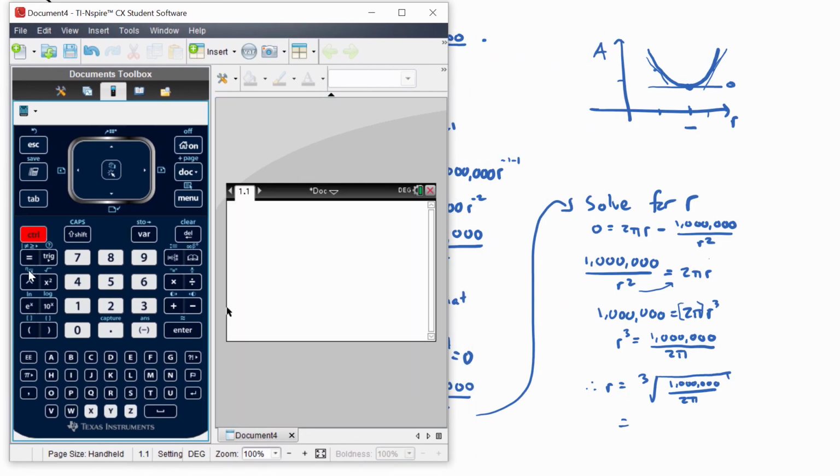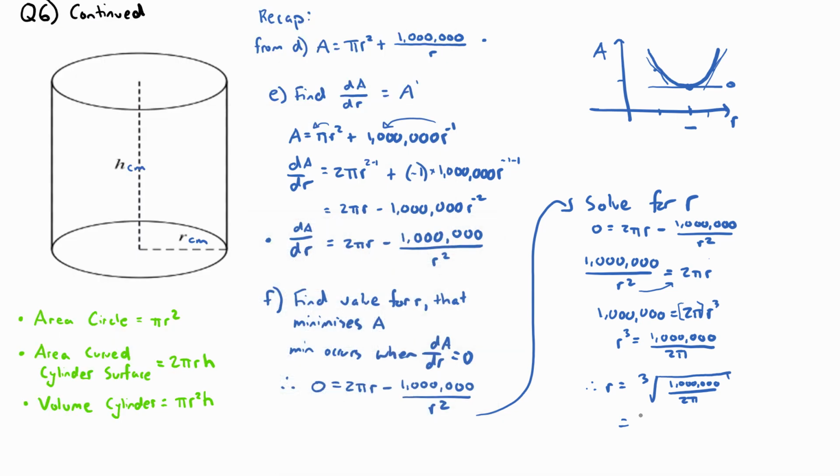So set up a cube root, it's 3 there, and put a fraction inside the root sign. 1 million, 1, 2, 3, 4, 5, 6, divided by 2 pi is equal to 54.1926, and the units are in centimetres. The question doesn't specify how to leave our answer, so I'll leave it to 3 significant figures.